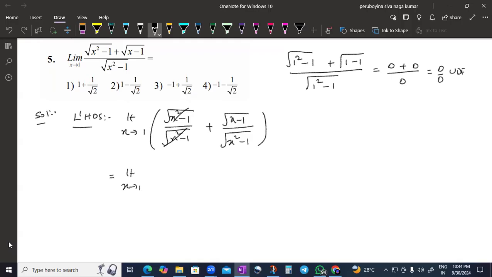So limit x tends to 1. This is 1 plus. This is also got cancelled. What is left? Root of x plus 1 is left in the denominator. And now we will substitute 1 in the place of x. So 1 plus 1, of course, how much is it? 1 plus 1 by root 2. So 1 plus 1 by root 2, the first option is correct.